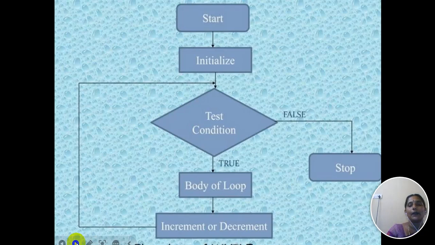First start the process, then initialization of the variables, then test the condition of the variable. If the condition of the variable is true, then the body of the loop is executed, then increment or decrement the counter up to n number of values. While n is greater than or equal to 10, we have to execute it 10 times in that loop. Then when the n value becomes 11, the condition is false, then stop the execution.